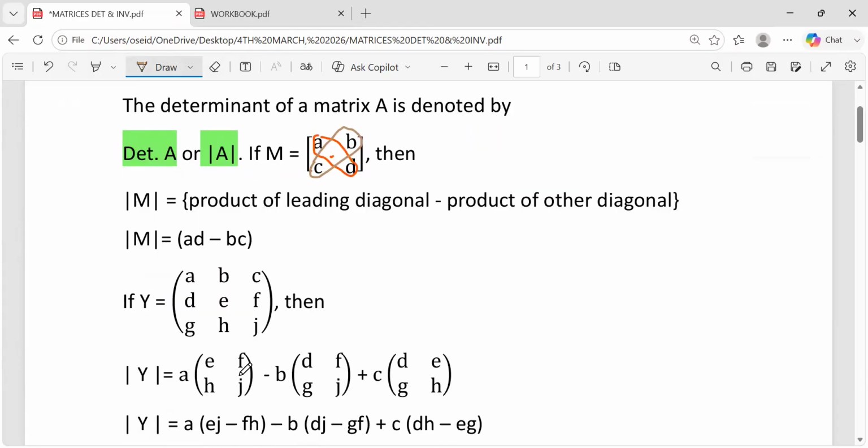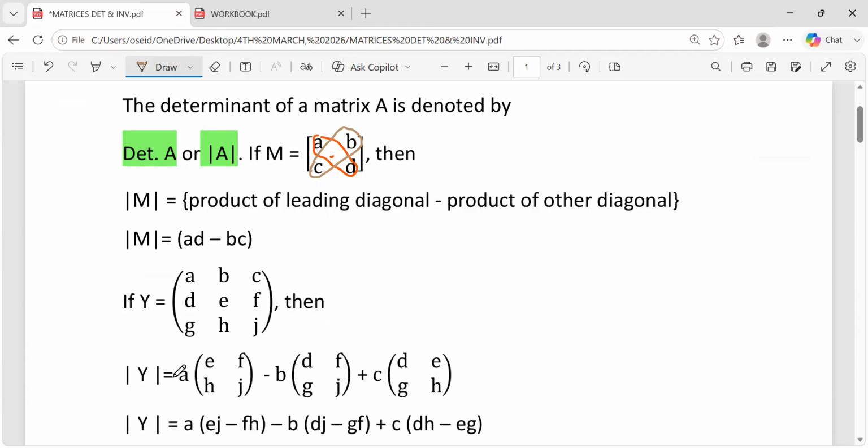But for a 3 by 3 matrix, there will be a little change, so let's look at how it is done. If matrix Y equals A, B, C on the first row, on the second row D, E, F, and on the third row G, H, and J, then we say what?